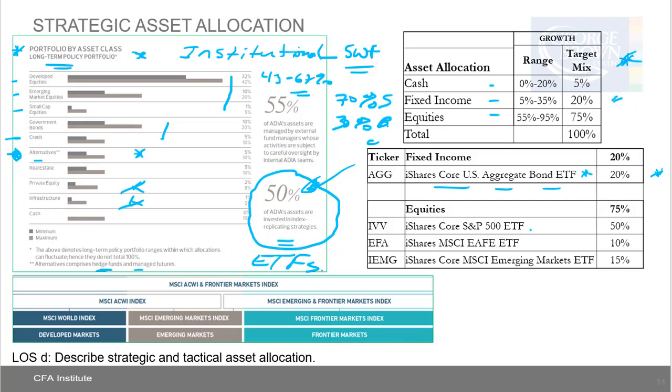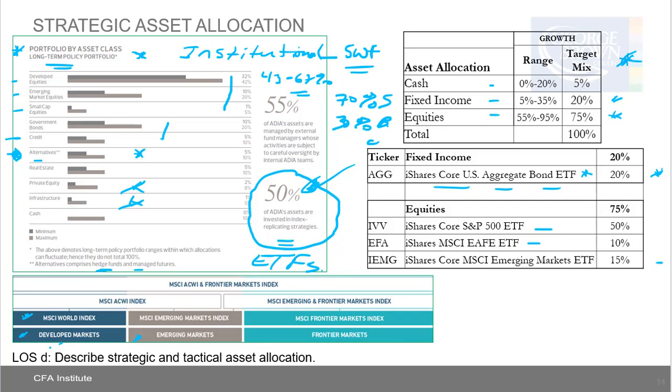But then in terms of the equities, 75%, you might want to break that up, because you can see here developed markets, emerging markets, the small cap is quite small. When we talk about the developed markets, we could split that between the core S&P 500 and the MSCI Europe, Asia, and Far East. The S&P 500 has done much better, so I have 50% there, 10% in Europe, Asia, Far East, just as a matter of diversification, and 15%. You can see here emerging market equities, 10 to 20. I picked the middle at 15% for just my illustration, and I've put 15% in the emerging markets.